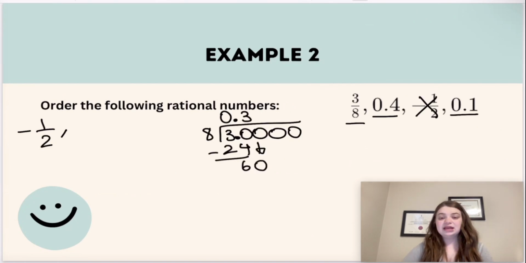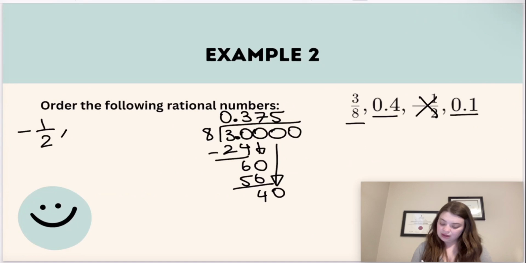How many times does 8 go into 60? Well, 8 times 7 is 56, which is pretty close, so I'm going to go with that. 8 times 7 is 56. 60 minus 56 is 4, and I'm going to bring down the 0. How many times does 8 go into 40? Well, 5 times. 8 times 5 is 40 itself, and then we get a 0.